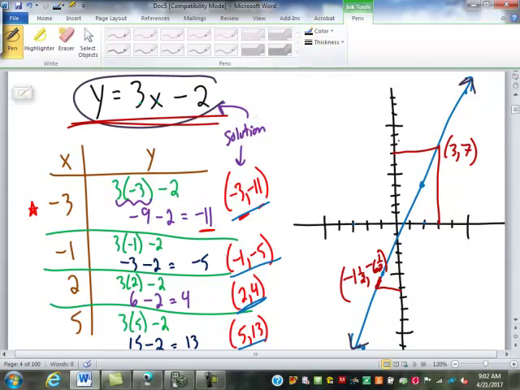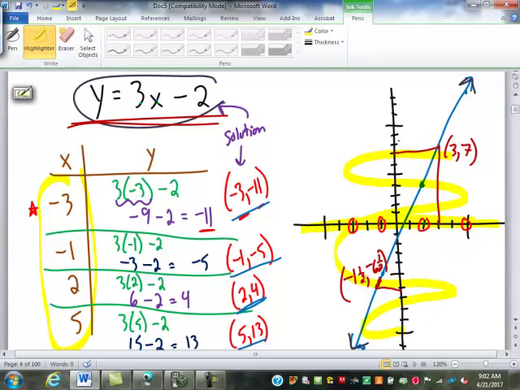Now, not all equations are going to form lines. The specific values I chose for these points are just random. I just picked them, but I wanted to choose points that were scattered across the x-axis. You can see I have -3, -1, 2, and 5. That gives me points scattered across the graph so that I can connect those points to figure out what shape it is.